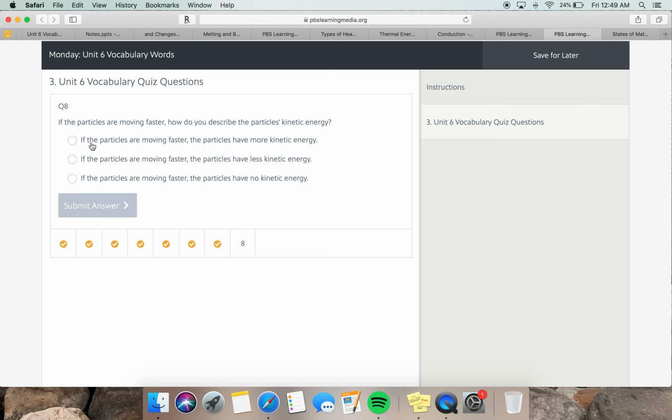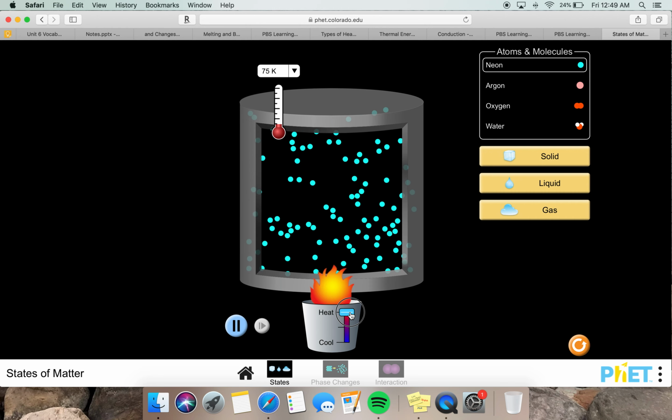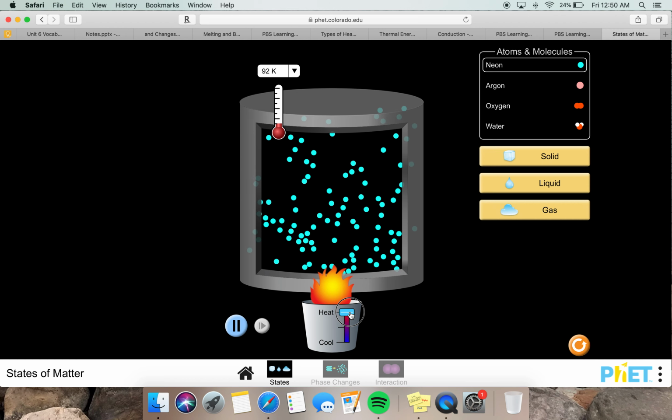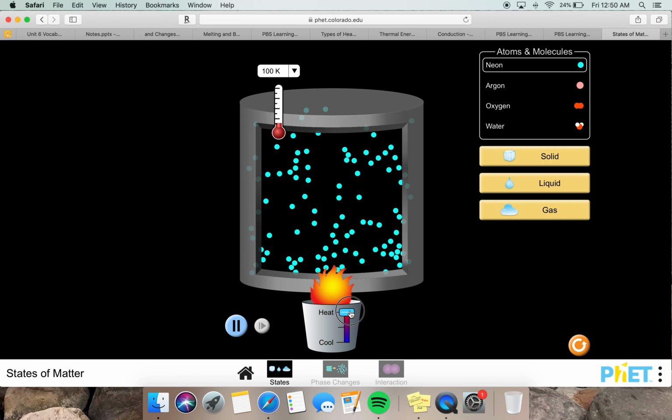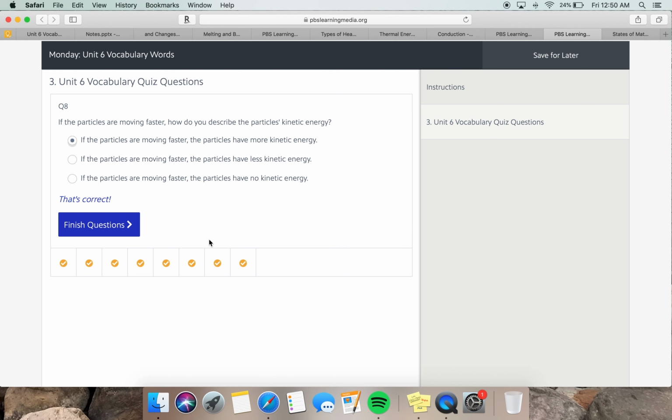And last question. If the particles are moving faster, how do you describe the particles' kinetic energy? Well, if they're moving faster, like you can see over here, the particles are moving a lot faster, how would we describe their kinetic energy? Remember, kinetic energy tells us how fast they are moving. So if they're moving fast, that means that they have more kinetic energy. So if the particles are moving faster, the particles have more kinetic energy.